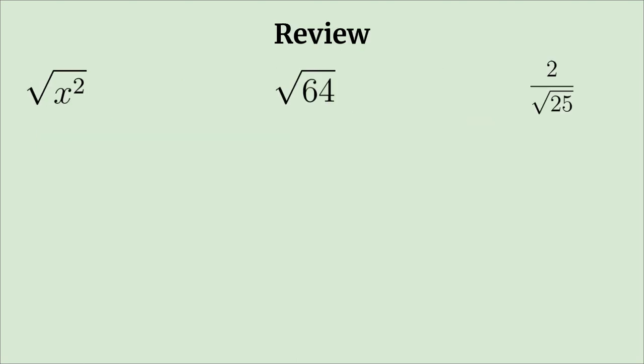All right, a little bit of review that will be on your homework this week too, so pause, do them, then you can check them. This first one, the square root of x squared, those cancel each other out, so you're just left with x. The square root of 64 is 8. And then the last one will be 2/5. The square root of 25 is 5 and it only goes to the bottom.